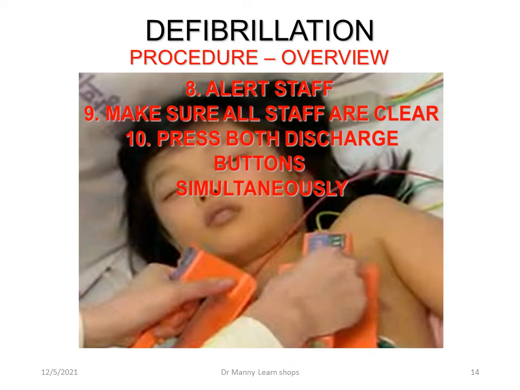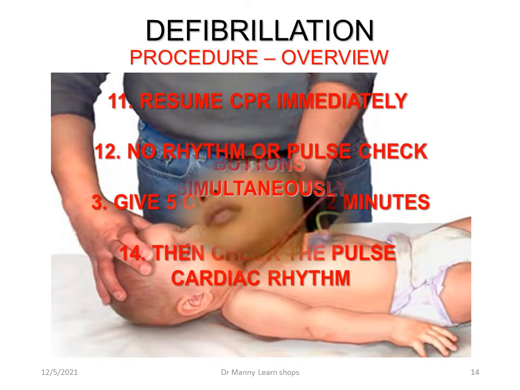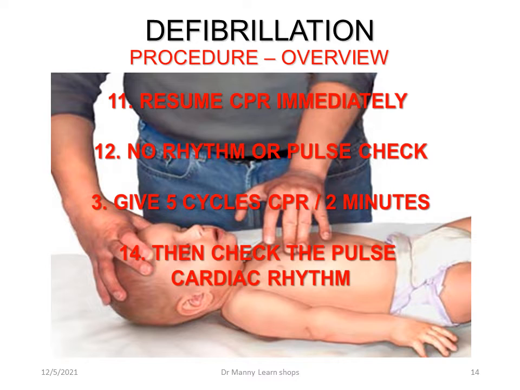Then alert everybody. Tell everybody clear. Make sure they're clear. Make sure yourself is clear. Then press both the discharge buttons simultaneously after ensuring that everybody is clear. Then resume CPR immediately. Don't do a rhythm check. Don't do a pulse check. Give 5 cycles of CPR, which is approximately 2 minutes. Then check the pulse. Then check the cardiac rhythm.